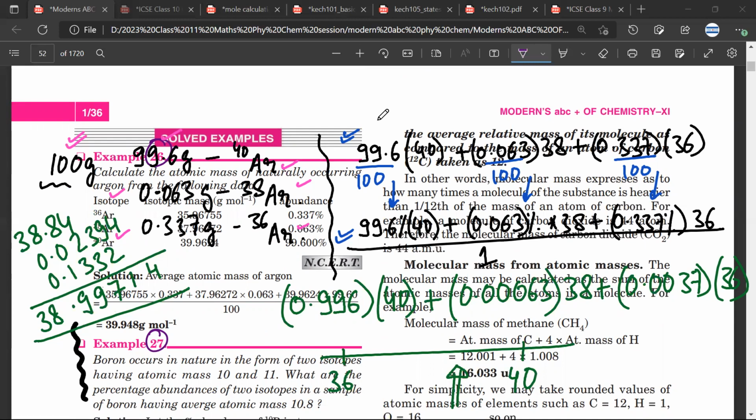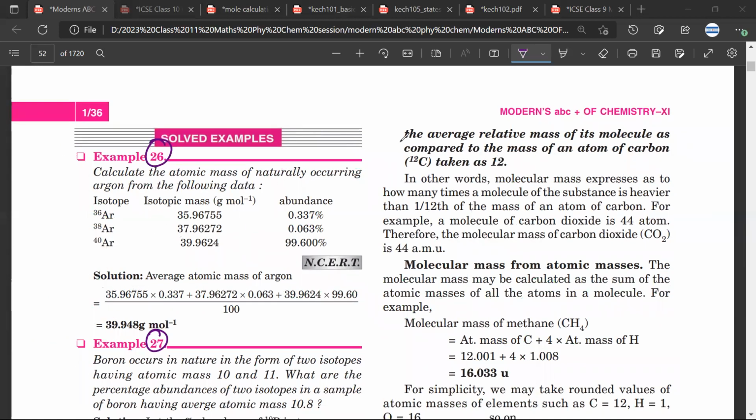So, one second. If you see how the question is done, it is 0.337 upon 100, 0.063 upon 100, 99.6 upon 100. Or what you could have done was you could have written this in terms of percent, percent, percent. This would have been the same effect. Is it making sense? Okay, nice.